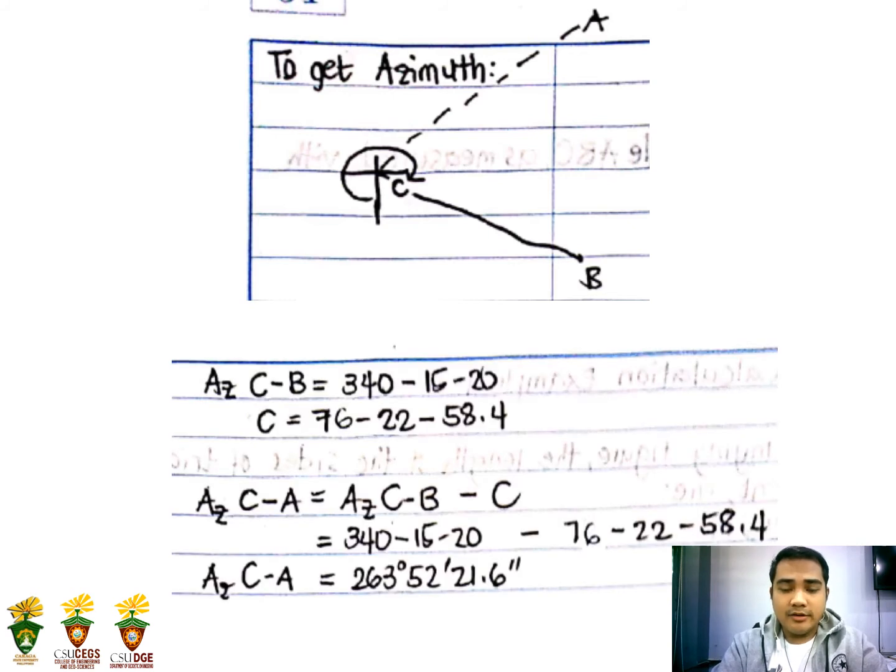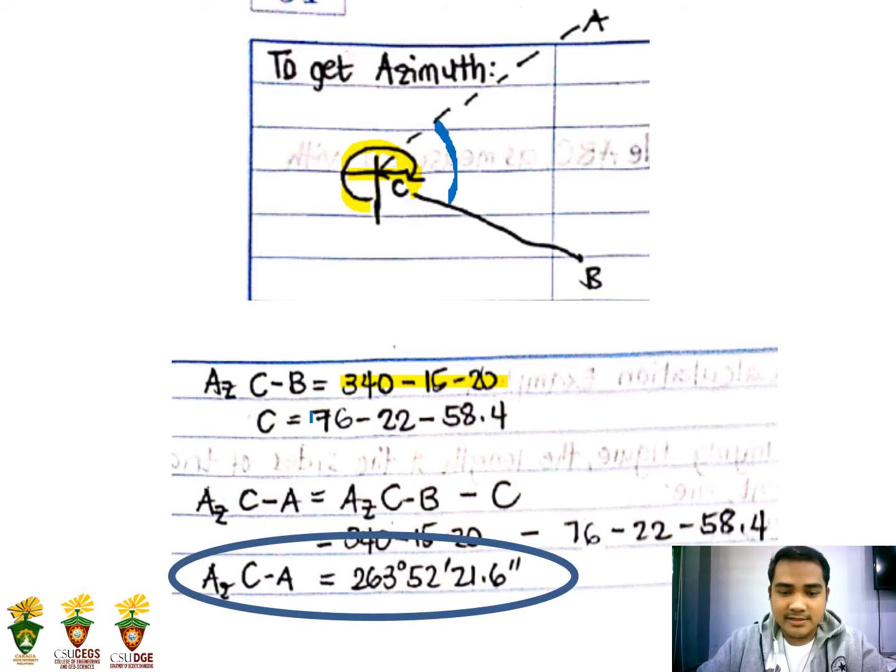So first is what we will solve: how to get the azimuth C to A, or the azimuth of the line CA. So we have here the given figure from the previous problem. Since it was given earlier that the azimuth of the line CB is 340 degrees 15 minutes and 20 seconds, and we also got earlier the value of angle C, 76 degrees 22 minutes and 58.4 seconds, what we are looking for now is the azimuth from C going to A.